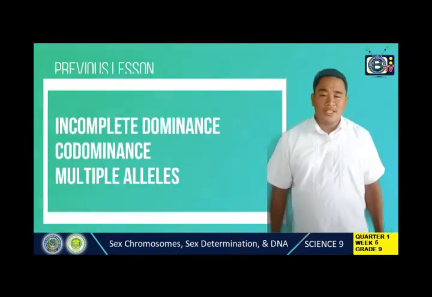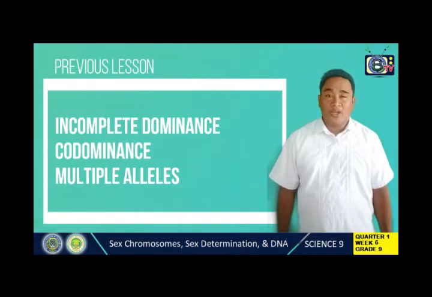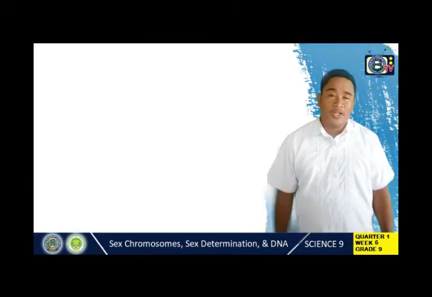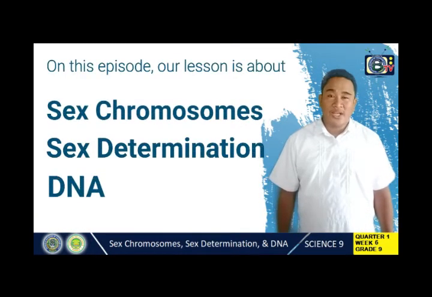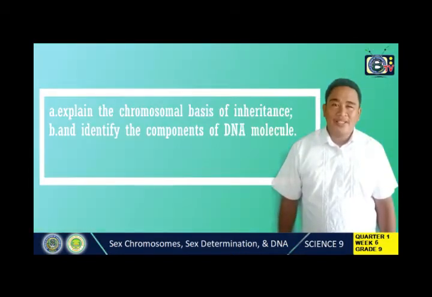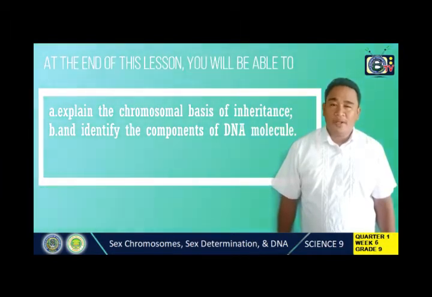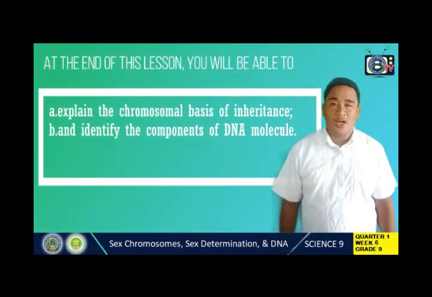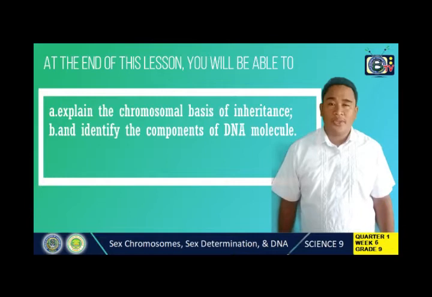In your previous lesson, you learned about incomplete dominance, codominance, and multiple alleles. In this episode, our lesson is about sex chromosomes, sex determination, and DNA. At the end of this lesson, you will be able to explain the chromosomal basis of inheritance and identify the components of a DNA molecule.